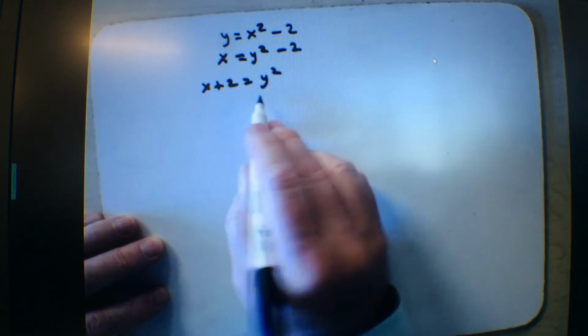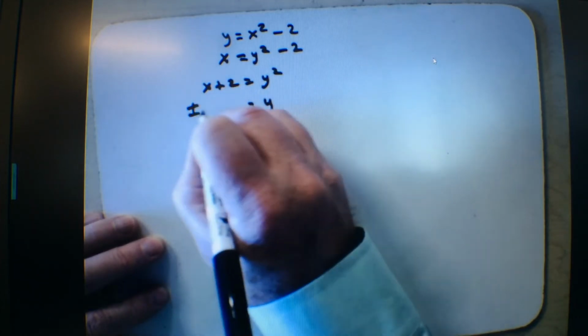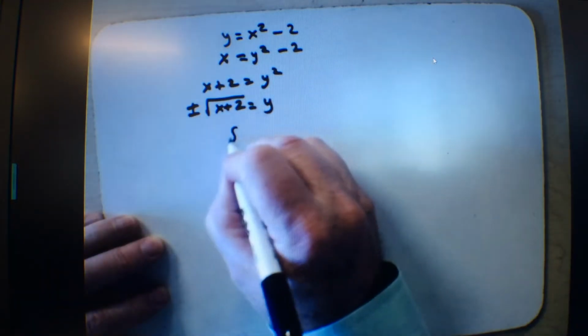Here's the point that you need to be careful of. When I take the square root of both sides, this becomes y equals plus or minus the square root of x plus 2. Mm-hmm. It becomes plus or minus. Remember that?